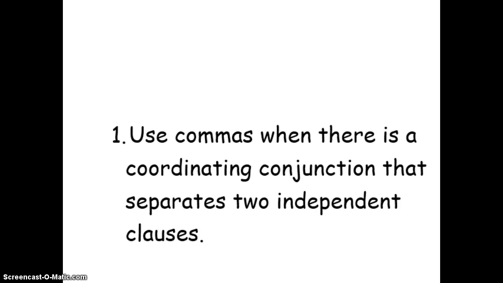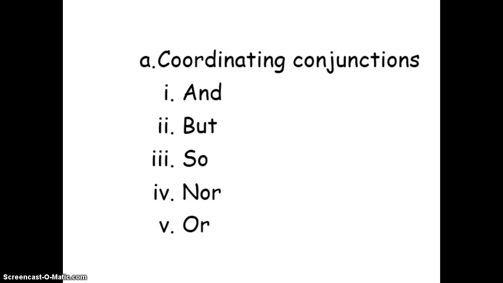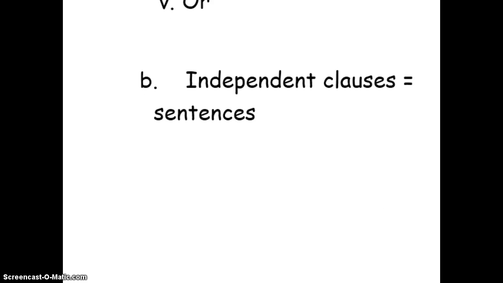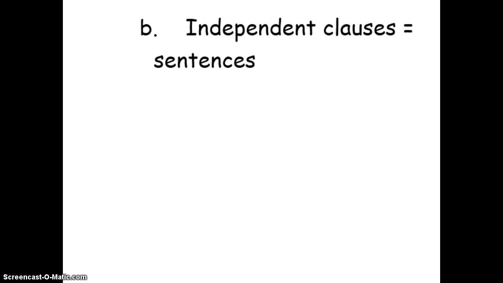Rule number 1 is that we use commas when there is a coordinating conjunction that separates two independent clauses. What are coordinating conjunctions? Let's take a look. Coordinating conjunctions consist of words such as and, but, so, nor, and or. It's important to remember that independent clauses are sentences.